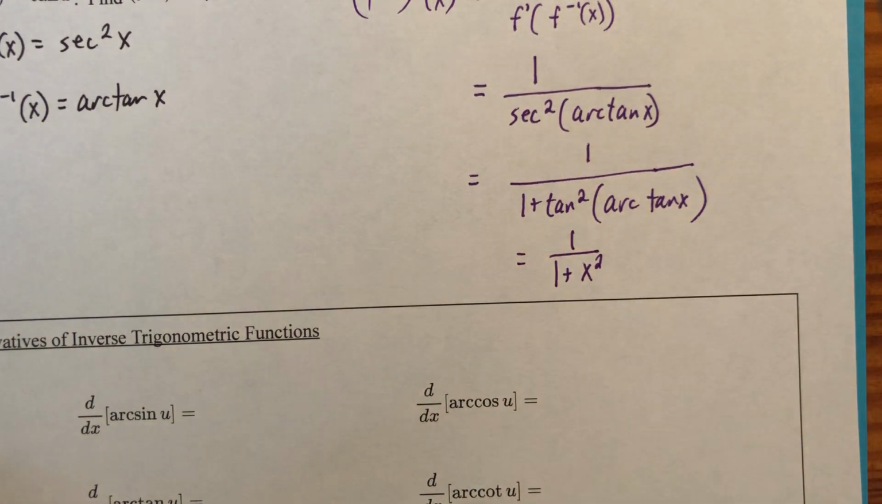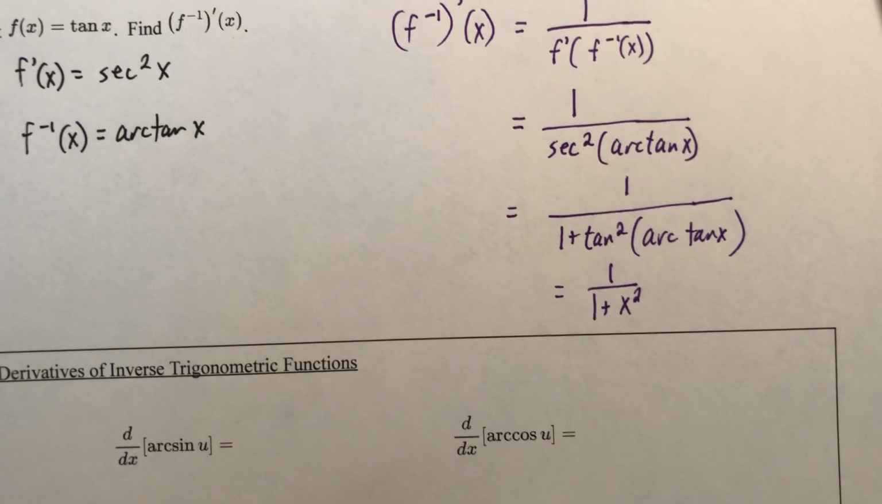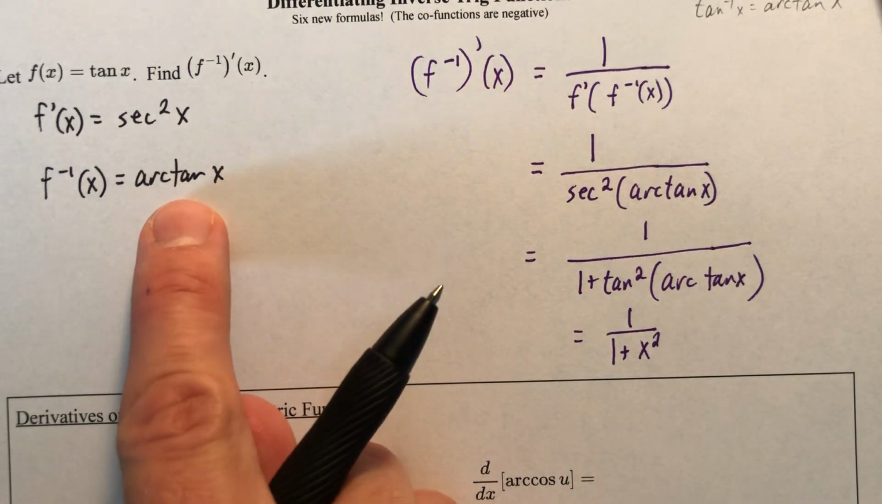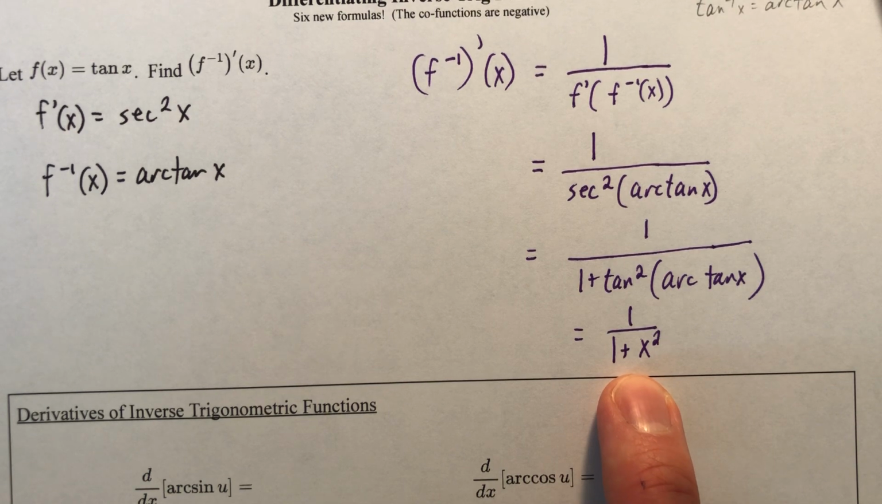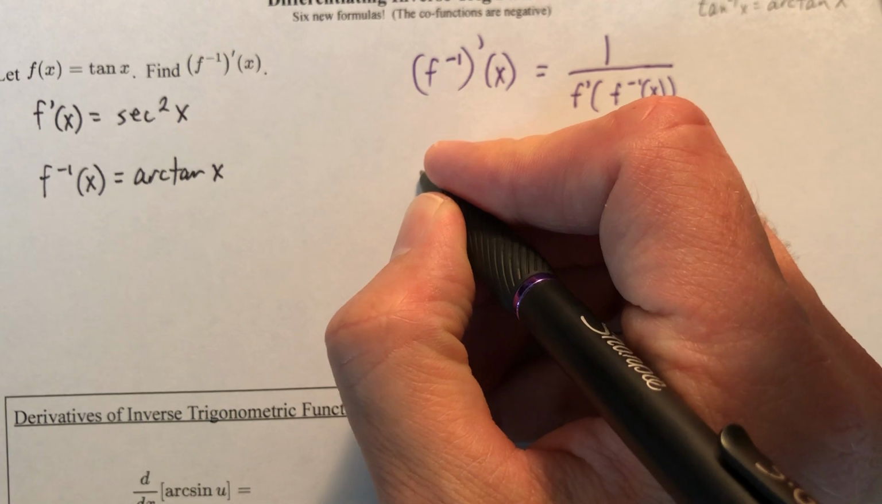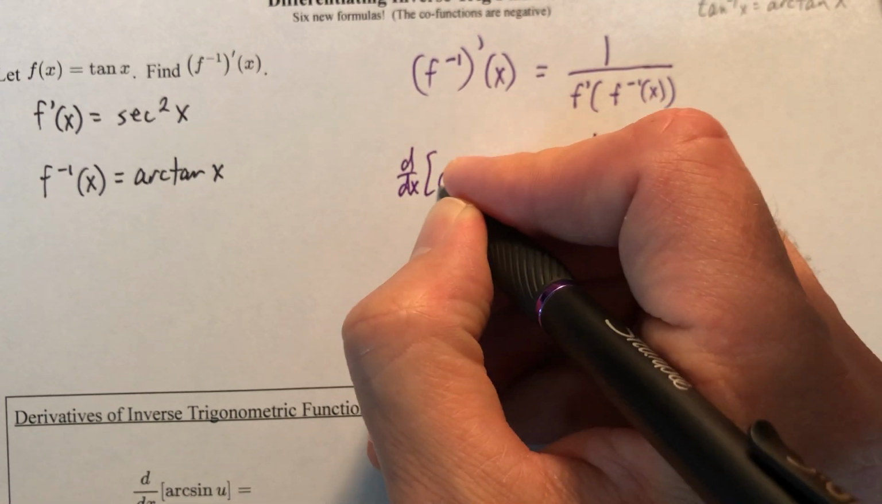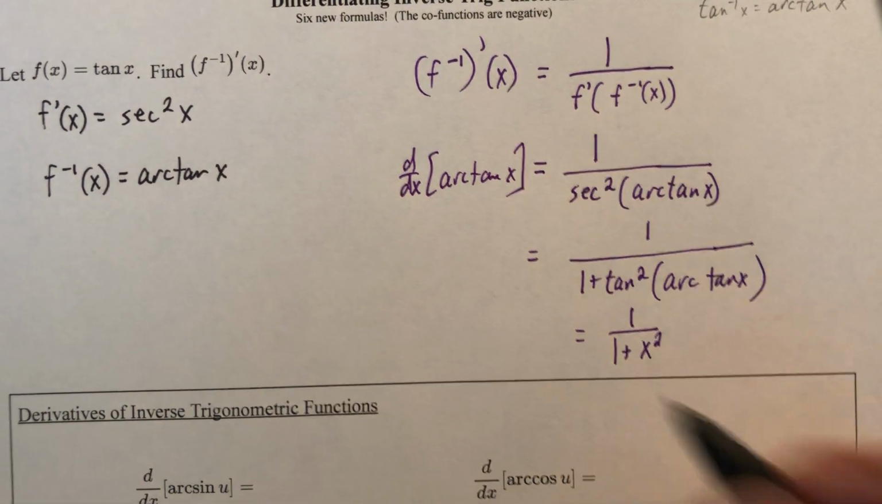There you go. So the derivative of the inverse of tangent, let me rephrase that, the derivative of arctangent, that's what you just found, is 1 over 1 plus x squared. So I'm going to write one more little line right here, and this is a fancy way of saying I really want to know the derivative of arctangent. And I end up with that. Okay.